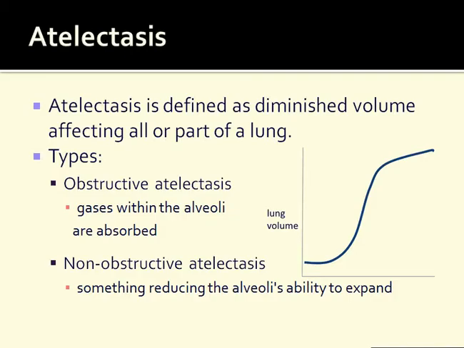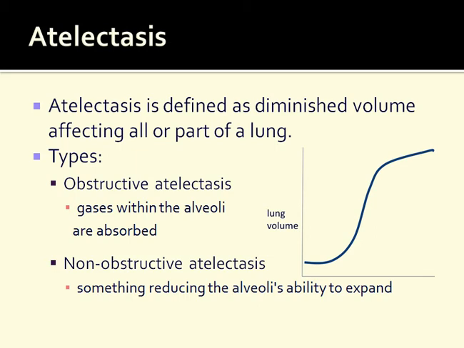This is a short screencast on atelectasis and lobar collapse as part of the pathology recognition series for the PRP module. Atelectasis is the term used to define a reduction in lung volume, and that can affect an individual alveolus or it can affect a significant proportion of the lung.